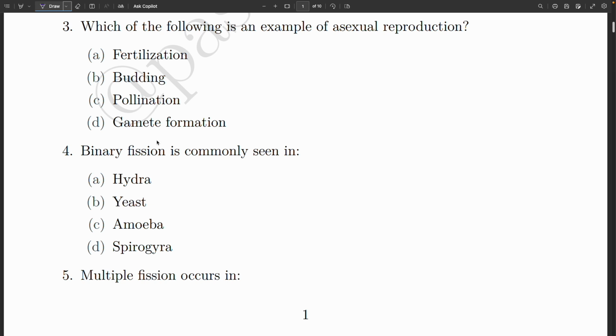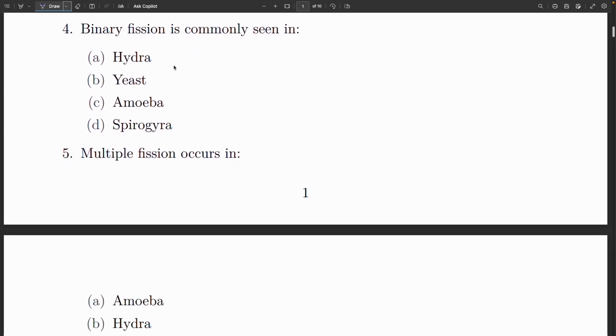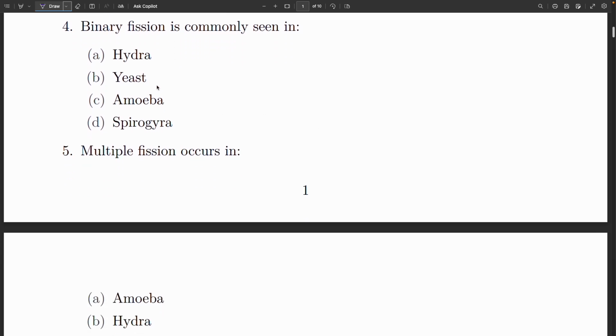Then, which of the following is an example of asexual reproduction? Fertilization, budding, pollination, या gamete formation. So, budding is an example of asexual reproduction. Binary fission is commonly seen in amoeba.